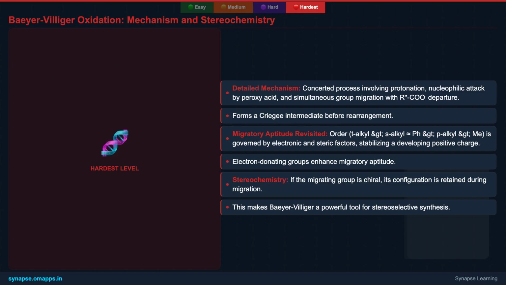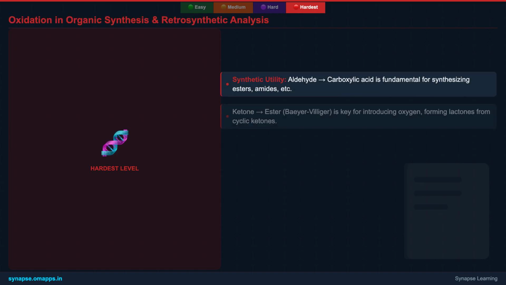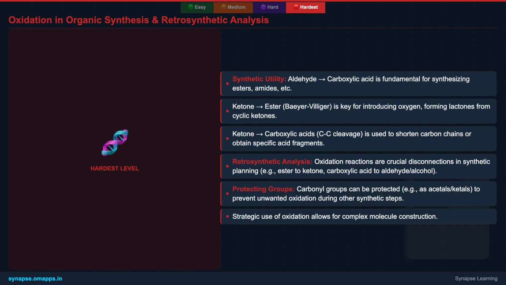This migration is stereospecific, meaning if the migrating group is chiral, its configuration is retained. The migratory aptitude order, tertiary alkyl being the highest, followed by secondary, phenyl, primary, and then methyl, is influenced by both electronic and steric factors, essentially reflecting the ability of the group to stabilize a developing positive charge during the transition state.